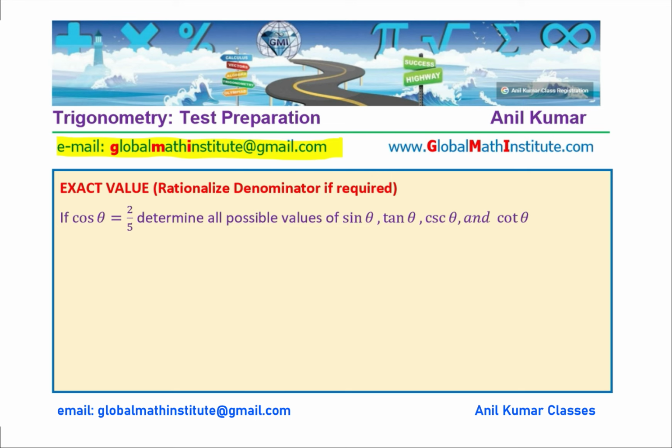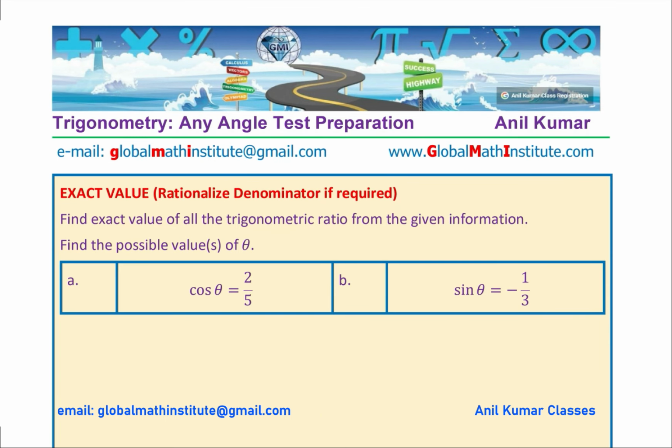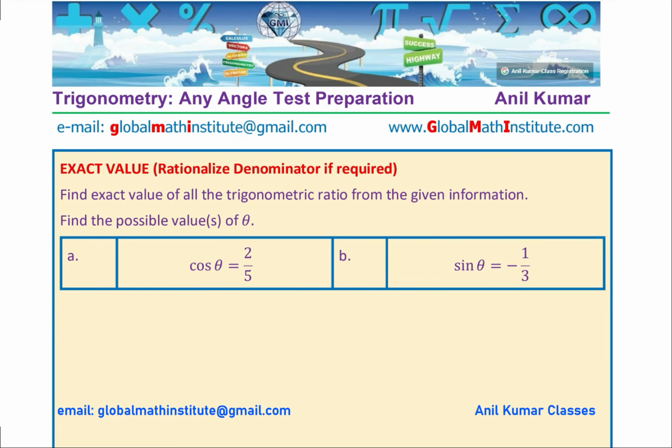Okay, the next question here is, this we are done just now. Now, what we have here is: find the exact value of all trigonometric ratios from the given information. Find possible values of theta. So we are given that cos theta is 2 by 5. Well, we just did it earlier. Anyway, the thing is, you have to give all possible values of theta. Now, that's kind of interesting, right? All possible values of theta.